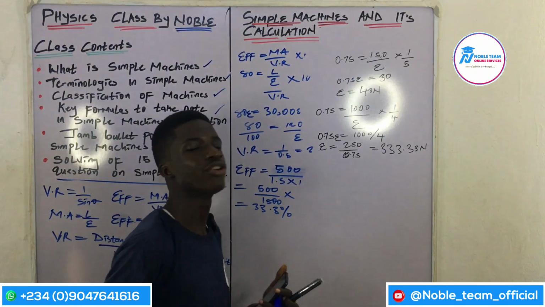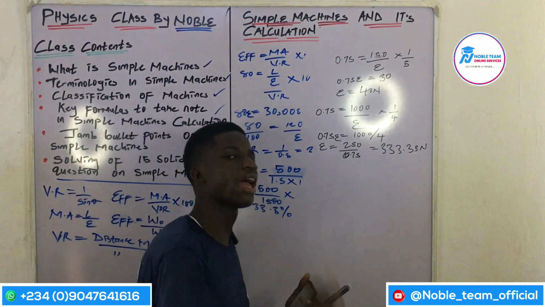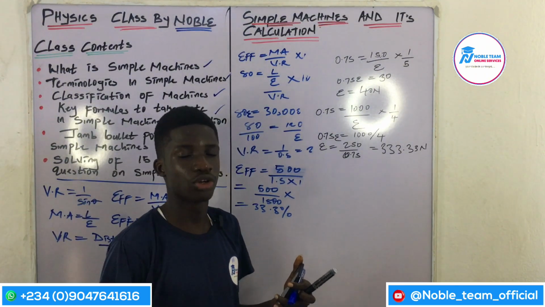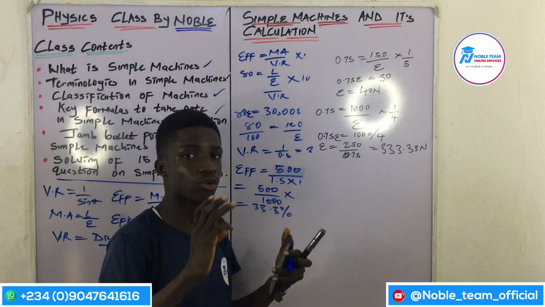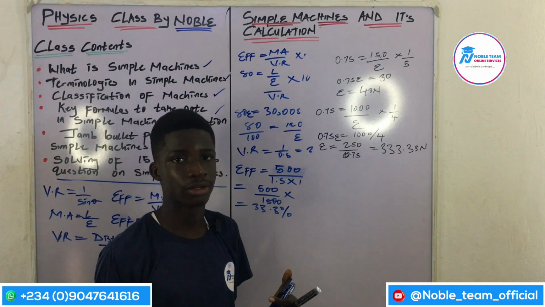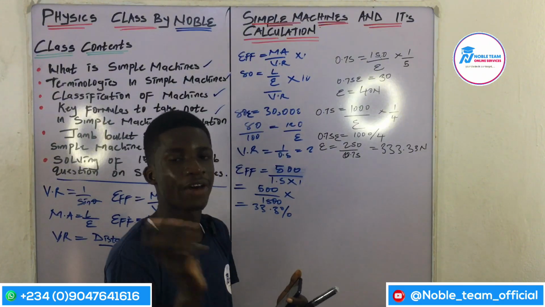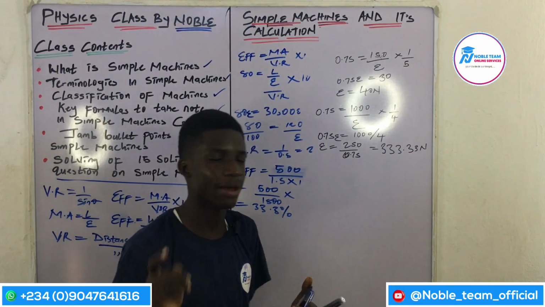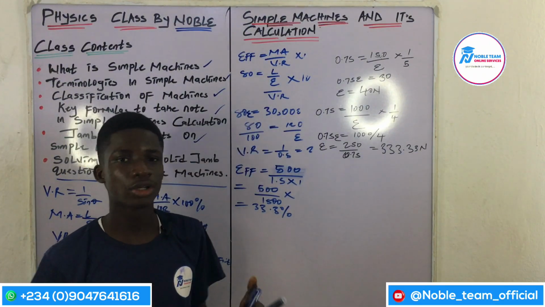You need to know all these things. It's very, very simple. To convert from centimeter to meter, you divide by 100. But to convert from meter to centimeter, you multiply by 100. Now this is a little trick to know it.